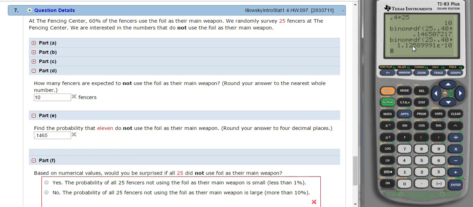Well, that's odd. Probabilities have to be between 0 and 1. So if this is larger than 1, notice over here we have e to the negative 10. This means there are 9 zeros in front of that 1. So it's a very, very tiny number. So yes, it is very odd that all 25 would not be using it as their main weapon, because it is a lot less than 1%. So that is how we do problem 7 in chapter 4.